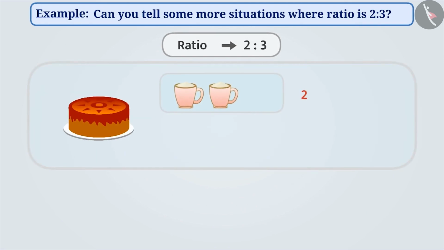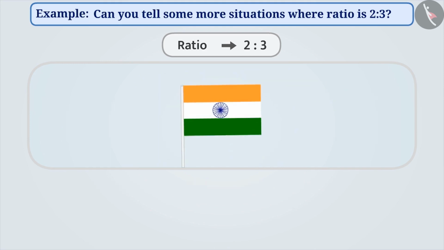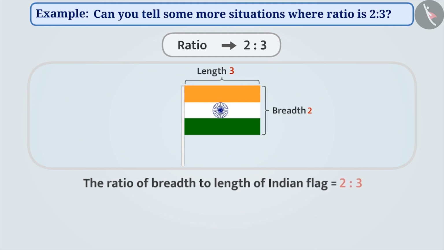If 2 cups of flour and 3 cups of milk are used to make a cake, then we can say that the ratio of flour to milk in the cake is 2:3. Do you know that the ratio of breadth to length of the Indian flag is also 2:3?